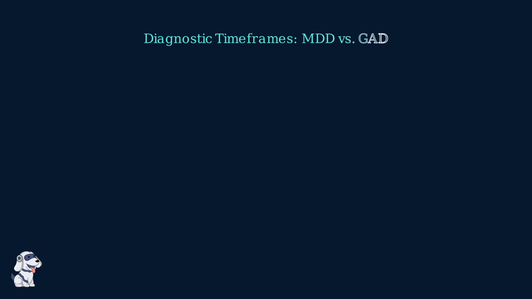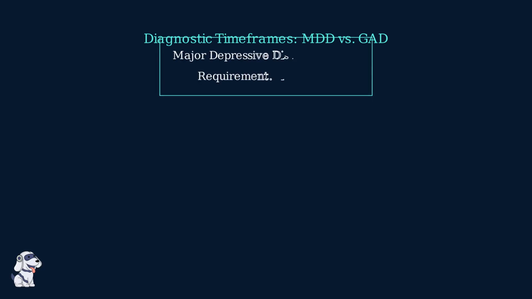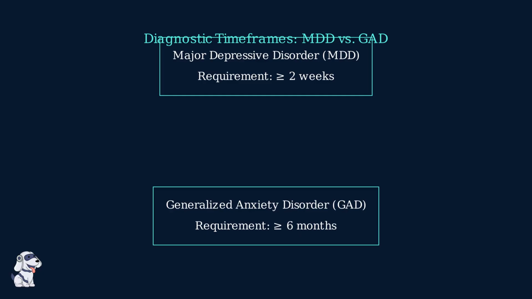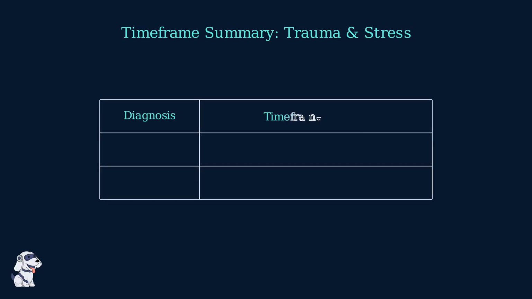Understanding the required duration for symptoms is critical for accurate diagnosis. Here is a summary of the timeframes for major depressive disorder and generalized anxiety disorder. For major depressive disorder, the patient must exhibit symptoms consistently for at least 2 weeks. In contrast, generalized anxiety disorder is considered a chronic condition requiring at least 6 months of persistent and excessive worry to meet clinical criteria. Keep these distinct timeframes in mind, as they are primary markers for distinguishing acute episodes from chronic anxiety states. In clinical diagnostics, distinguishing timeframes is critical for accurate coding.